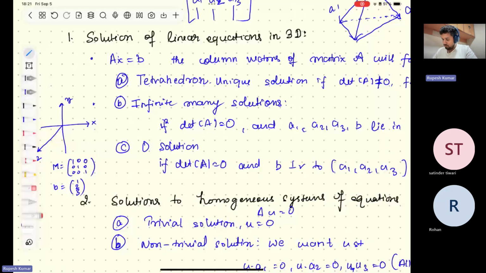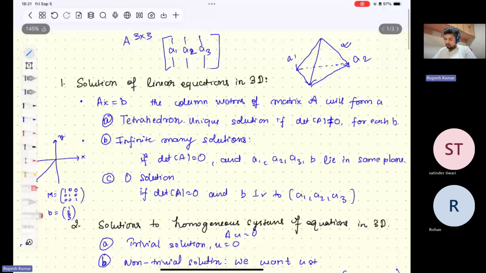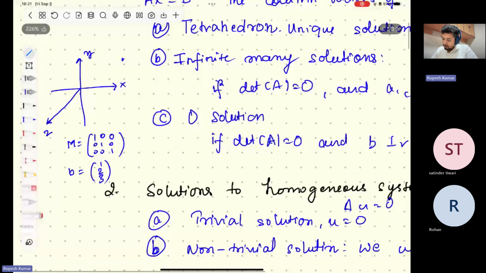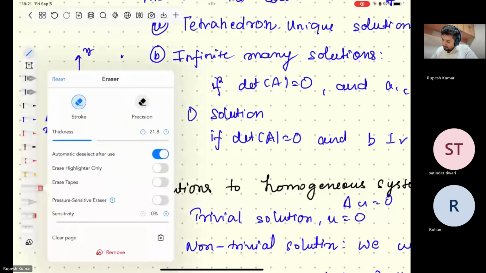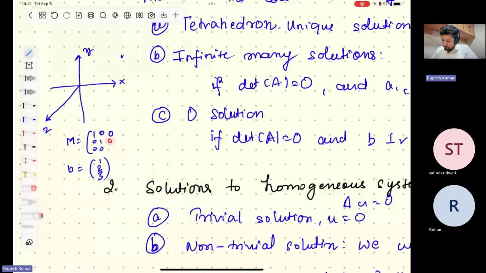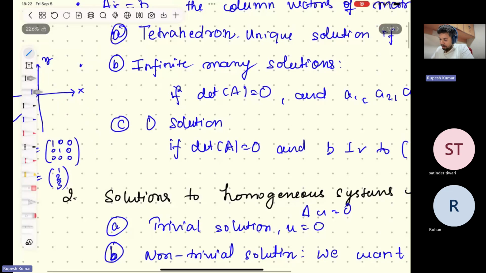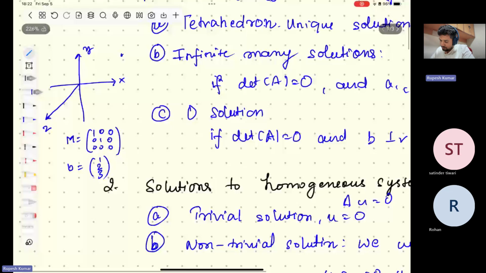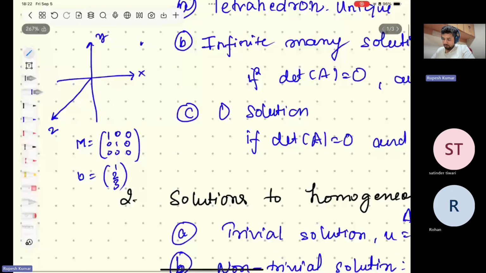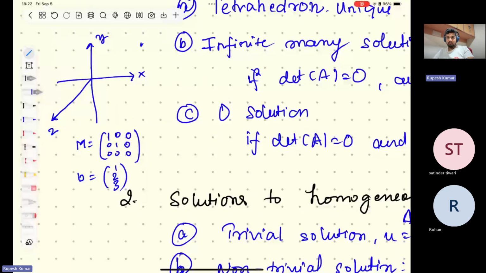So if the determinant is non-zero, that is the case. Now if the determinant is zero, what happens? We all know that either one of the vectors is zero entirely, or it is linearly dependent on the others, right? Now let's say I'm considering in the 3D space this matrix M: 1 0 0, 0 1 0, 0 0 0, right? Which space are the column vectors of this matrix spanning? They are spanning the 2D space, the XY plane, right?